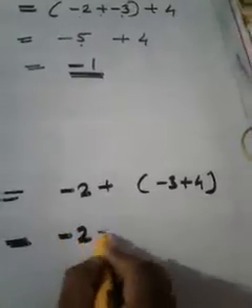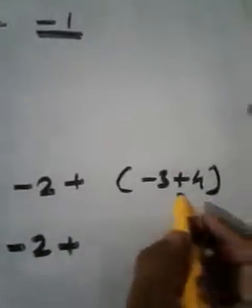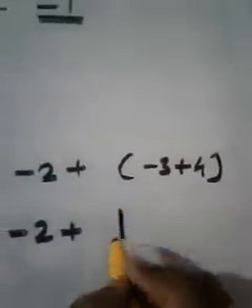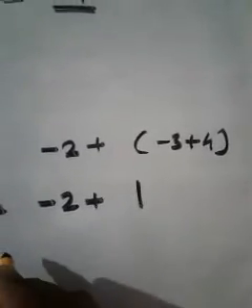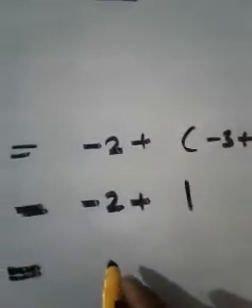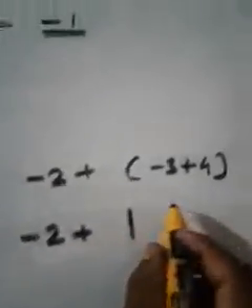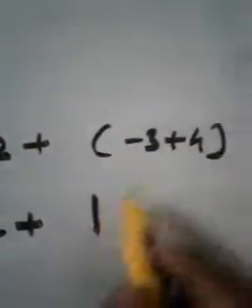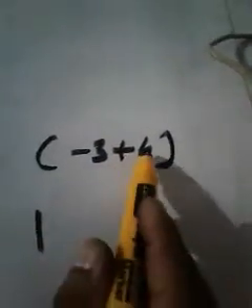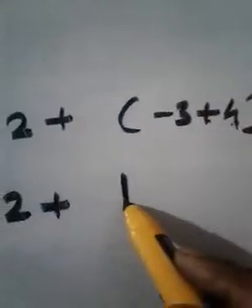So it becomes minus 2 plus, give preference to the things inside the bracket. What is minus 3 plus 4? 1. What is minus 2 plus 1? Find the difference. What is minus 3 plus 4? 1. How did you get that? Difference is 1, bigger number is 4, its sign is plus. That's why it becomes plus 1.